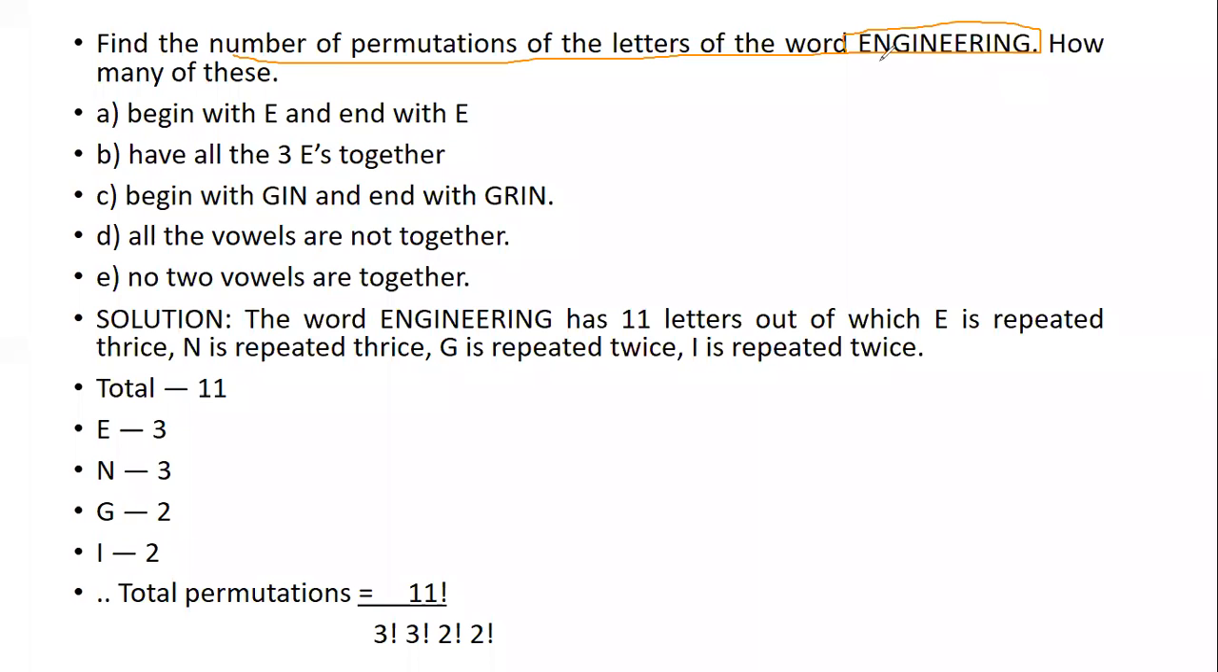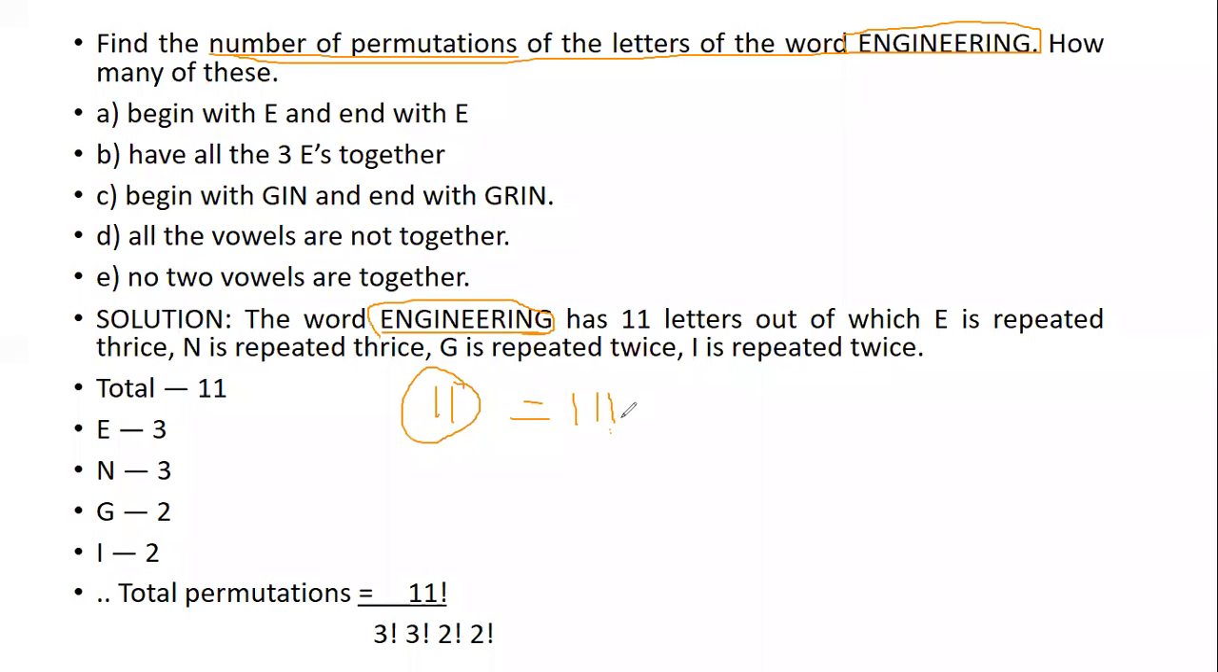They gave us a word, engineering, and we were supposed to find the number of permutations for the word. Now, how do you find the number of permutations? First, check how many letters there are in the word engineering. In the word engineering, there are 11 letters, which is nothing but 11 factorial. So 11 letters can be arranged in 11 factorial ways.